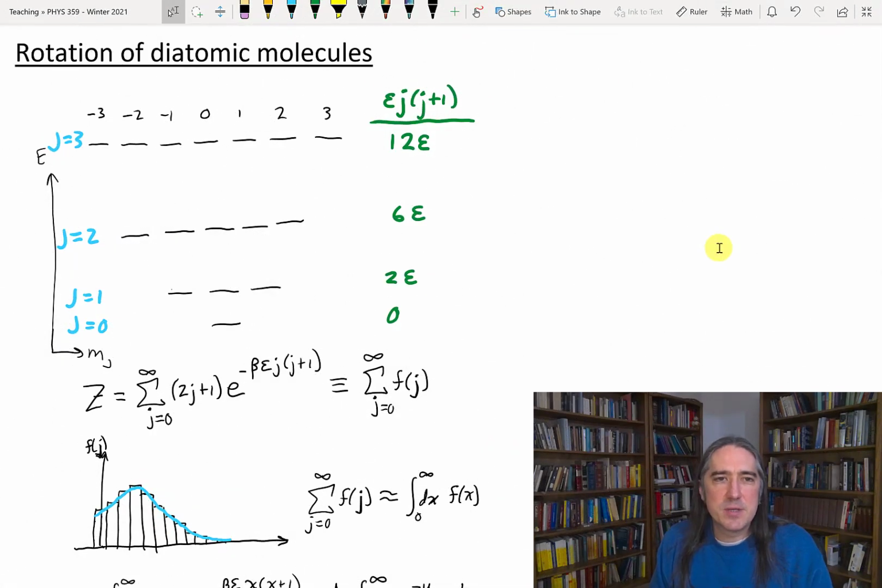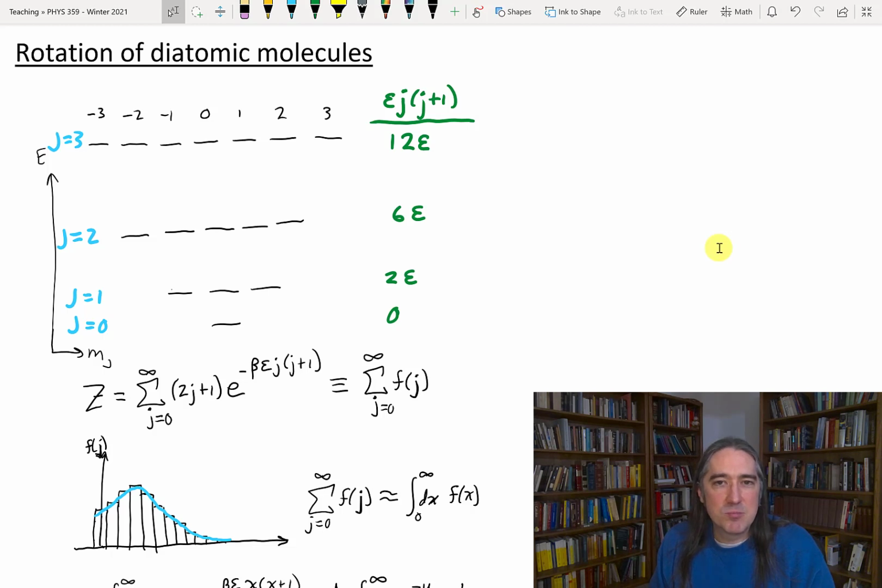Our second system is rotation of diatomic molecules. A diatomic molecule is two atoms bound together. This is a sort of dumbbell-looking molecule that you've seen in chemistry, no doubt. Diatomic molecules are important. It's what we breathe, for example. Oxygen is a diatomic molecule. Most of our atmosphere is diatomic molecules, either nitrogen, N2, or oxygen, O2.